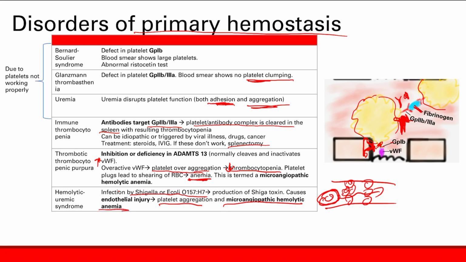So, broad picture, these three right here are due to platelets not working properly. There's no low level of platelets, there's no thrombocytopenia. In here you just have a problem with the GP1B receptor. Here you have a problem with the GP2B3A receptor, that's Glanzmann thrombasthenia. And then uremia just disrupts both their function of adhesion as well as aggregation. And these three are due to low level of platelets, and just because of consumption, first, these two are due to consumption. We use too much of them. This one is due to an immune problem. It's an immune problem with antibodies that attack the GP2B3A receptor.